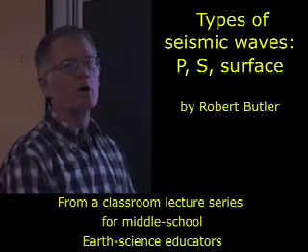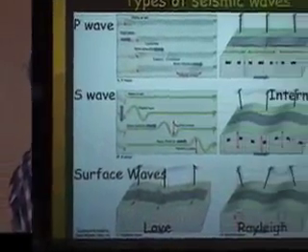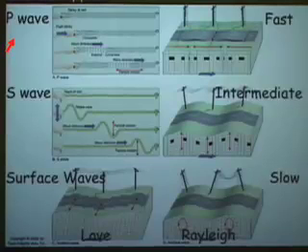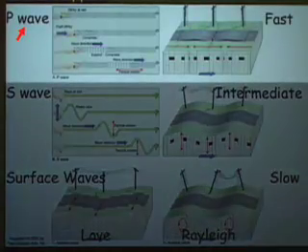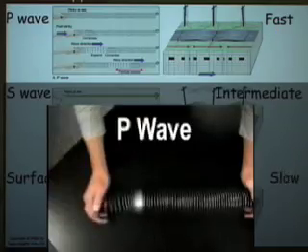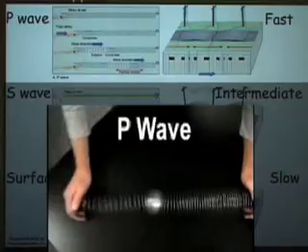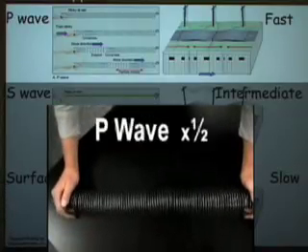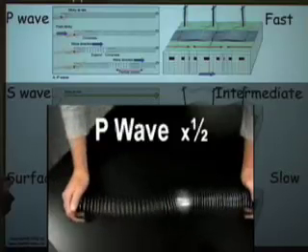Types of seismic waves. There are three kinds of seismic waves: P waves, or pressure waves, sometimes also referred to as primary waves because they're the fastest. So you can make these in a slinky, for example, by pushing a compression into the end of the slinky, and it will travel down through the slinky as a series of compressions and expansions.